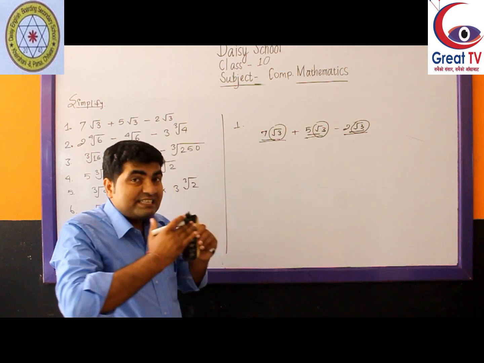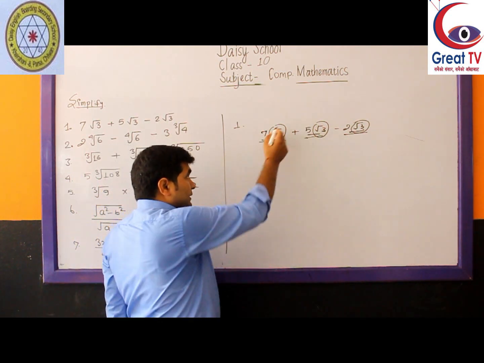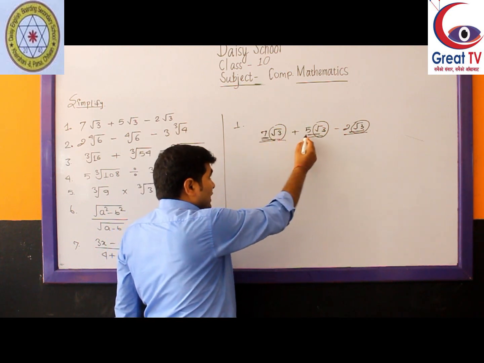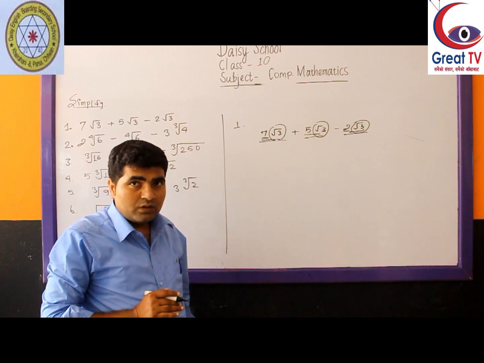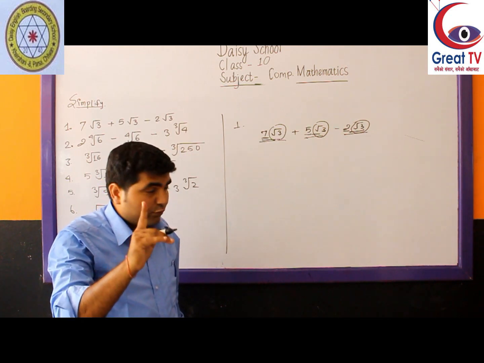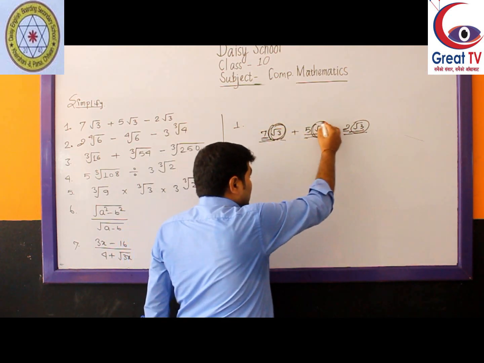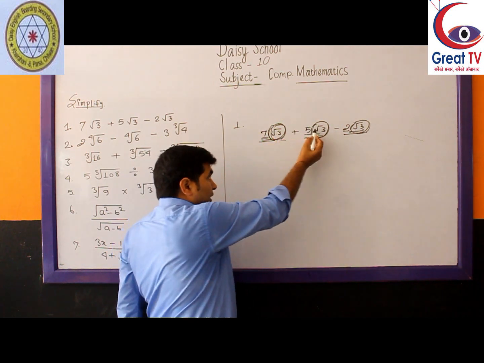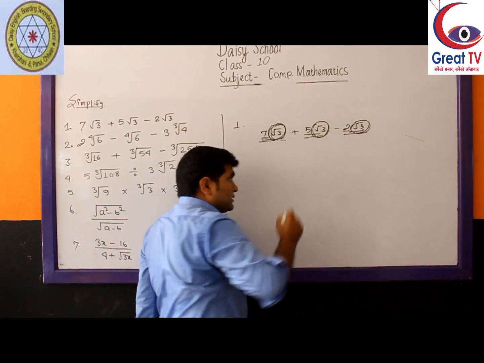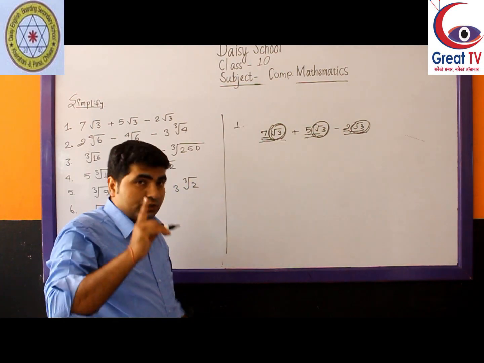Simplify means change into the simplest form, that is a single term. Now look here: 7 is the rational factor, 5 is the rational factor, and 2 is the rational factor. We can add all of these. For that, before, what are the order and radicand of these terms? There are 3 surds. The order of the first surd is 2, here it is 2, here it is 2, and the radicands are also the same.